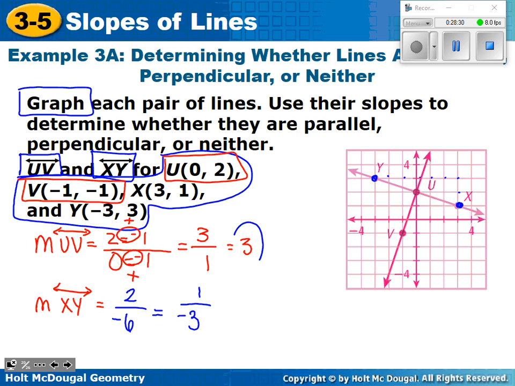So now compare your two slopes. Is one positive and one negative? Yes. Are they reciprocals of each other? 3 over 1, when I flip it, is 1 over 3. So yes, they are. So they are opposite reciprocals, which makes them perpendicular. Any questions? All right, again, if they had the same slope, they would be parallel. Otherwise, if they don't have the same slope or opposite reciprocal, the answer is neither.